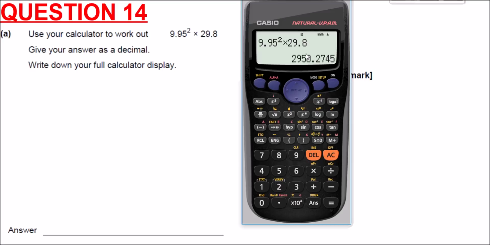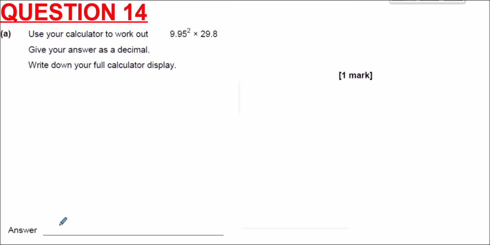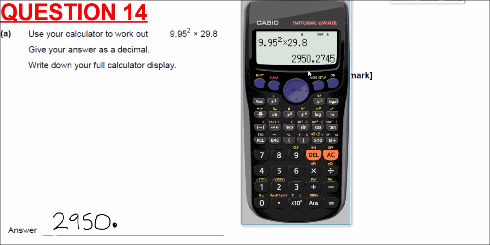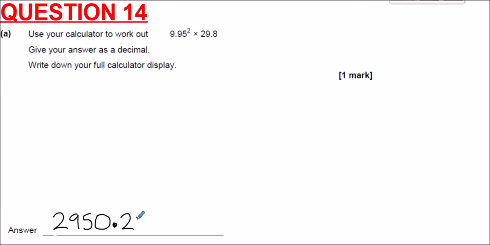and the answer we get is 2,950, which I just need to write down here before then reminding myself what the decimal part was. And then we had after, 2745. So 2950.2745. And that's the full answer.